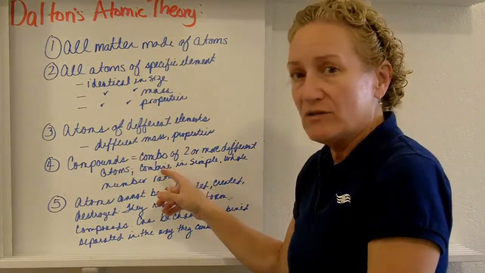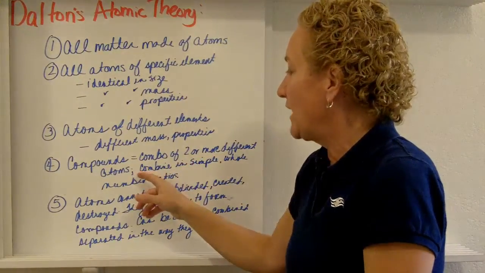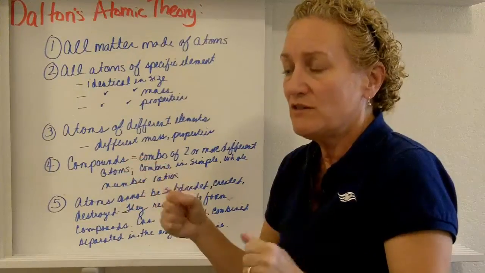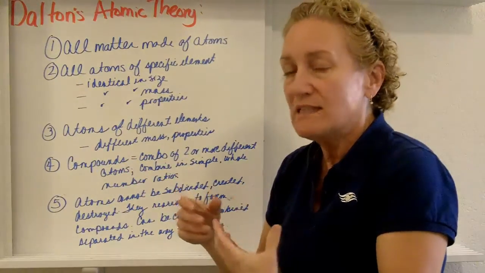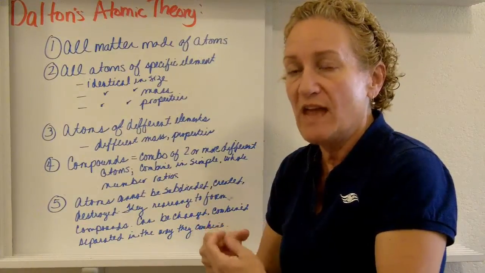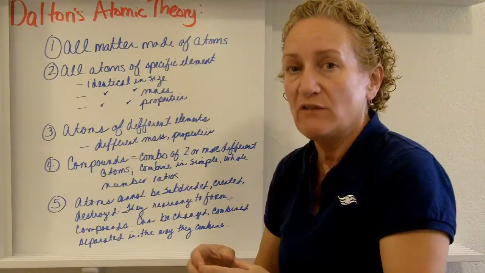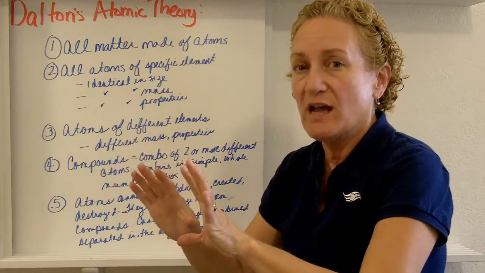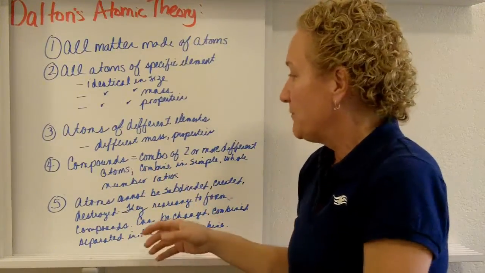He said that compounds, which we've been studying, are simply a combination of 2 or more different atoms, and they combine in a simple whole number ratio. So you have 2 or more different atoms, they combine, and it's a simple whole number ratio. So like you have H2O, we don't have H1.630, O7.29. It's simple whole number ratios, 2 hydrogens, 1 oxygen. And when you have compounds, that's what you'll find, simple whole number ratios.